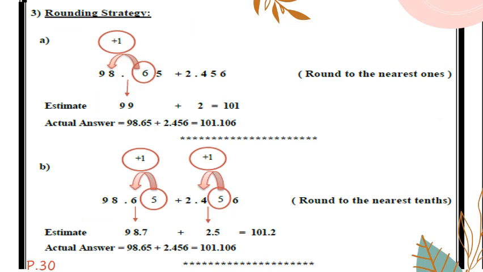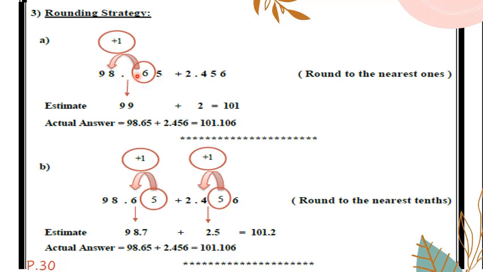Let's talk about the rounding strategy. Open your booklet, page 30. The second strategy here is rounding. Here I want to make rounding to the nearest ones for 98.65 plus 2.456. So I'm gonna underline the ones. The ones here is 8. So I'm gonna look to the right side of 8. So beside 8 here is 6.